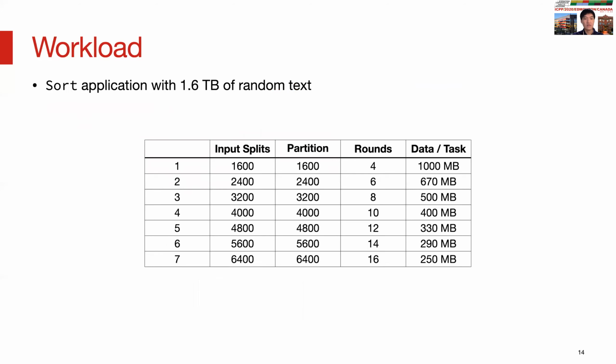We used the native random text writer of Hadoop to generate 1.6 terabytes of random text, which is divided into 1,600 to 6,400 copies and stored evenly on nodes of HDFS. The number of parallel subtasks is set to 400. So the number of subtask execution runs for each stage is 4 to 16 runs. The amount of data processed by each subtask is 250 megabytes to 1,000 megabytes. And disk overflow was not triggered in each stage.